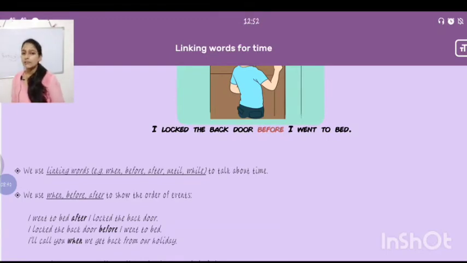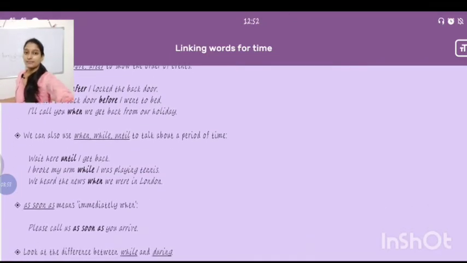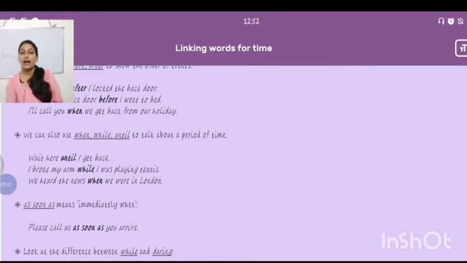I locked the back door before going to bed. Before I went to bed. So he has locked the back door before going to bed. Next, I'll call you when you get back from your holiday. So I'll call you when you get back from your holiday. We can also use when, while and until. So some more are there, when, while, until.